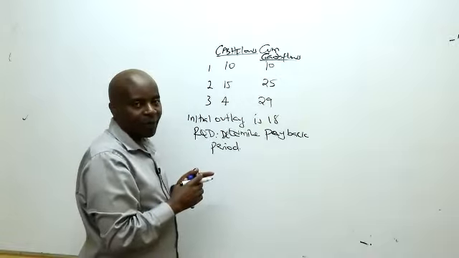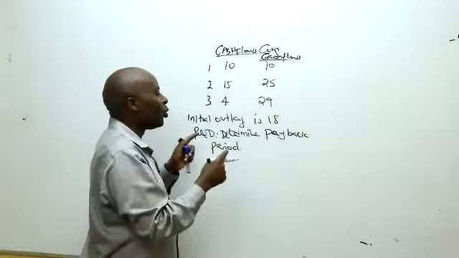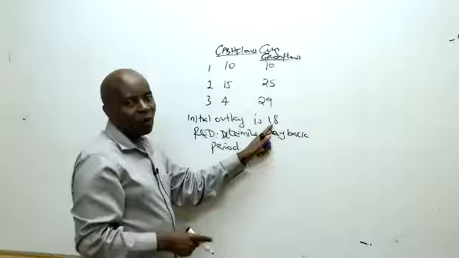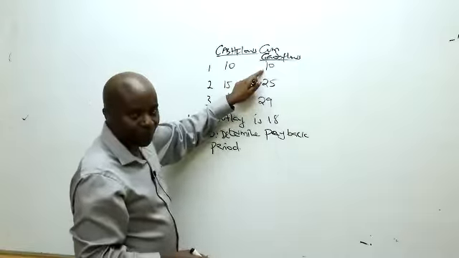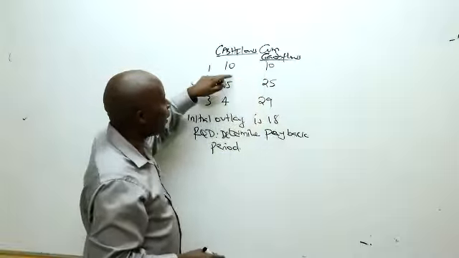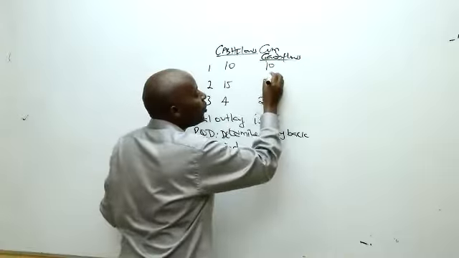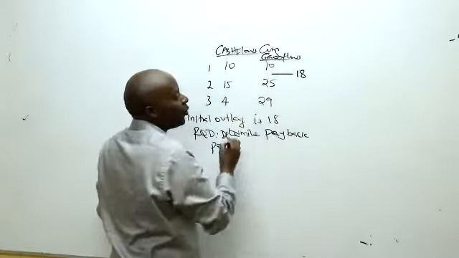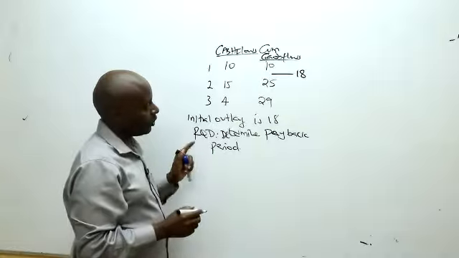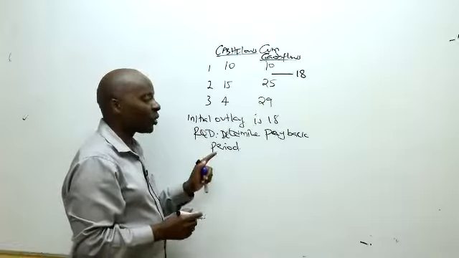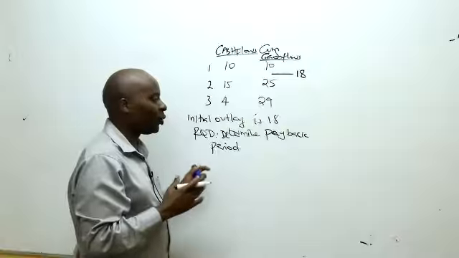And then I want to look at how long it will take us to recover the initial outlay of 18. You can see in the very first year, I'll be able to recover 10. In the second year, I'll be able to recover more, but I want exactly 18. So 18 is in between 10 and 25. We're writing this at the back of our book so that we can bring everyone up to speed as regards what you shall be doing today.